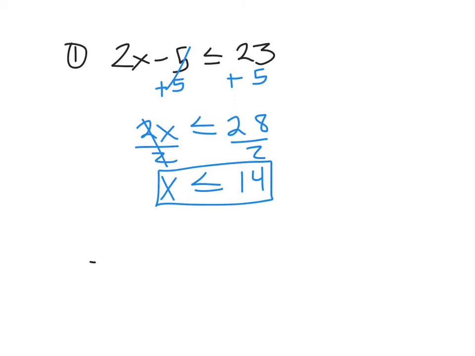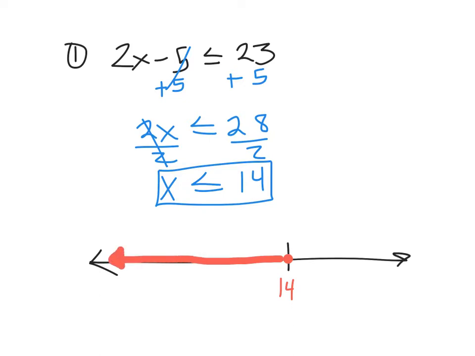Then if you have to graph this, again, I don't mind if you just go over here and say this is 14. Now you see here that it's less than or equal to, so you're going to do a filled in circle. And then x is everything to the left of that. Okay, so it should look something like that.